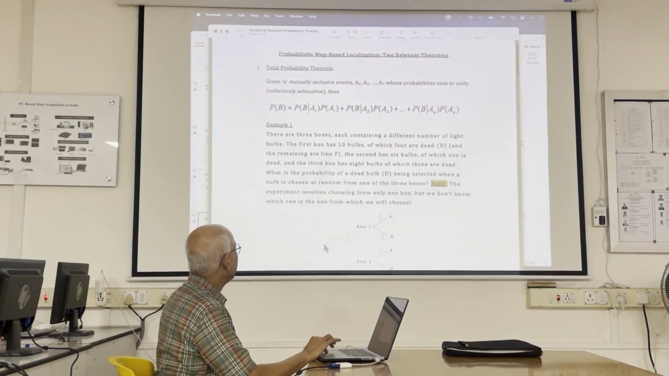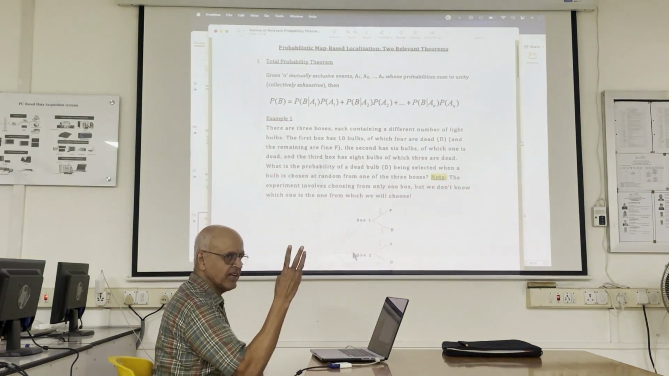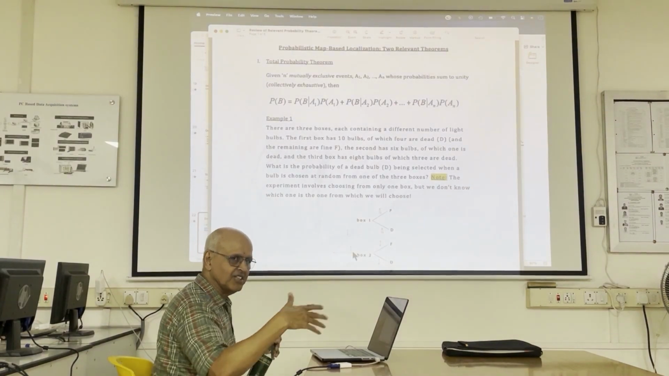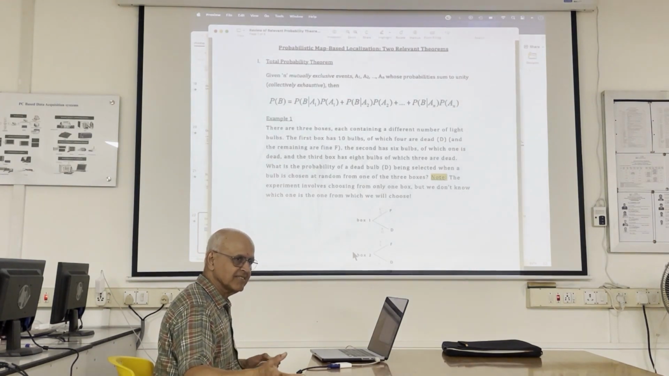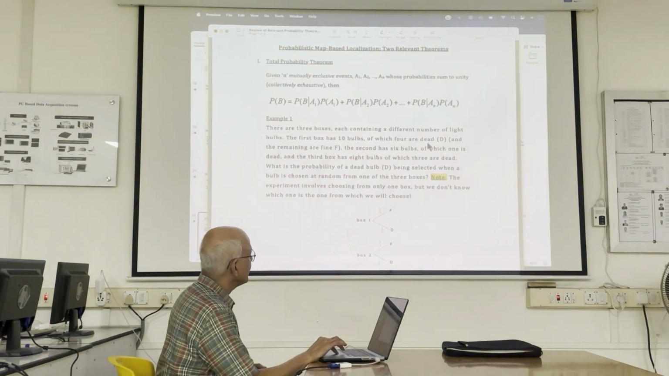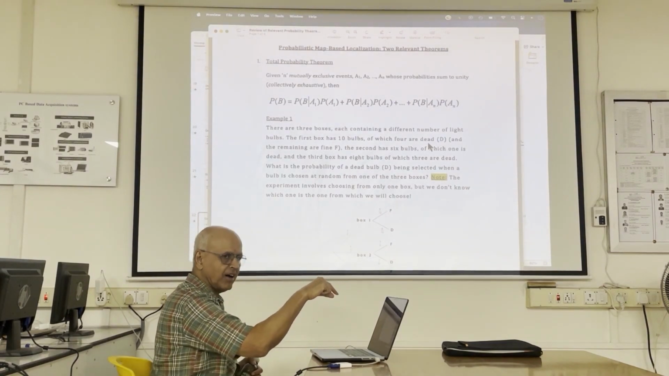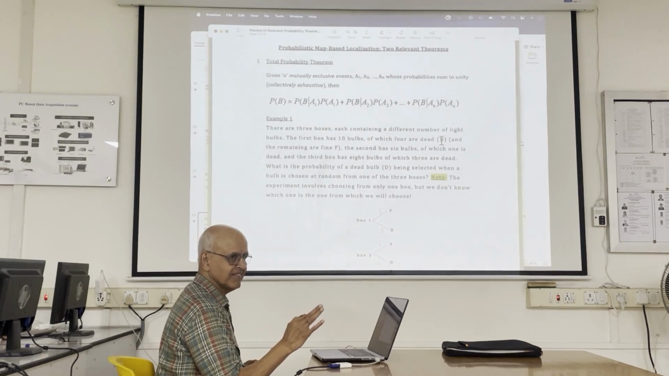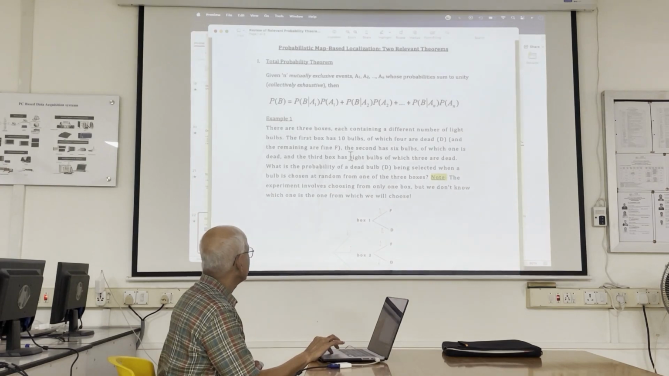Which means that P of A1, A2, and so on are each 1/3, and there are only 3 boxes. You can't select from a box not among these 3. If that's the case, you have to expand the sample space to include them. So, the first box has 10 bulbs, of which 4 are dead. Which automatically means that if he selects from that box, the probability of a dead bulb is 0.4. The second has 6 bulbs, of which 1 is dead. And the third box has 8 bulbs, of which 3 are dead.